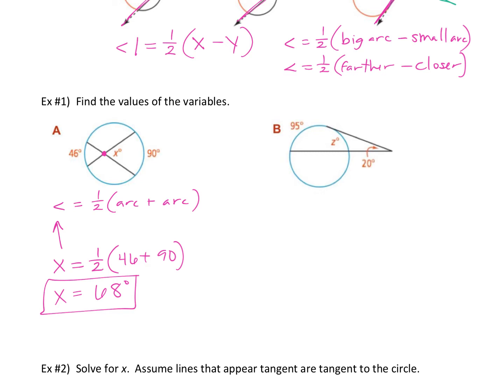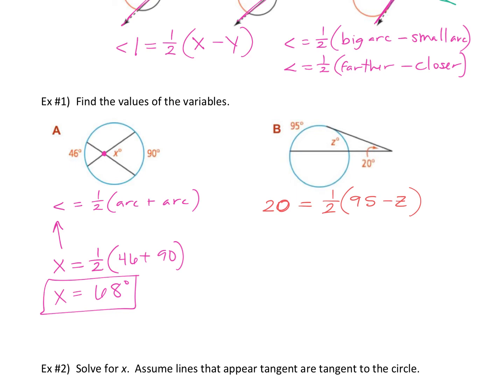All right, how did you set it up? What's your standalone? 20. Okay, so 20 equals, angle equals, then what? 1/2, 95 minus. Right, so the farther arc or the bigger arc, it's always the one that's further away first. So 95 minus your variable, the z, and that will be your setup.